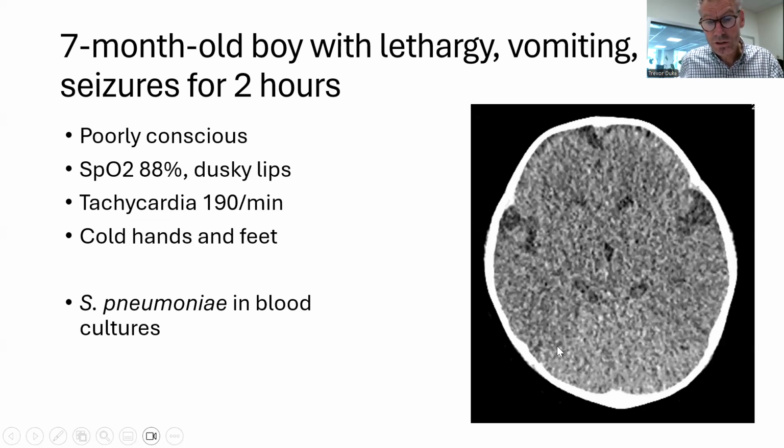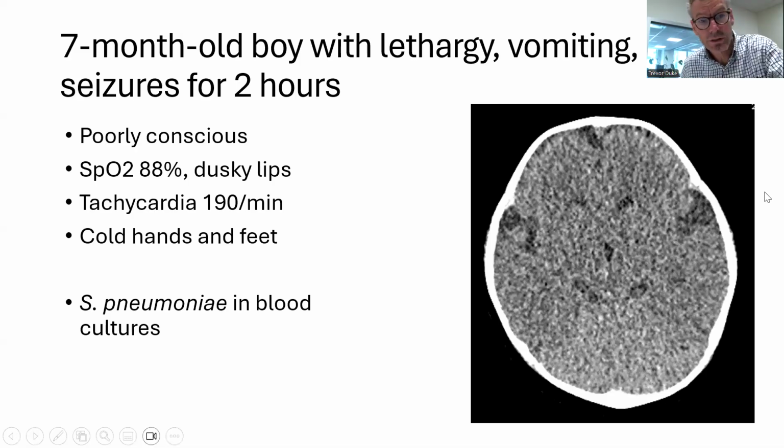So this is just a case, a 7-month-old boy who presented with, a true story, lethargy, vomiting, and seizures for 2 hours. He was poorly conscious and he was a bit hypoxic, so oxygen saturation of 88% in room air. He had dusky lips when he presented, he had a high fever, he had tachycardia, and he had cold hands and feet. He looked like he was in a shocked state, and he had streptococcus pneumoniae on blood cultures. And so this is very likely to be pneumococcal meningitis. In fact, that's what this boy had, pneumococcal meningitis.